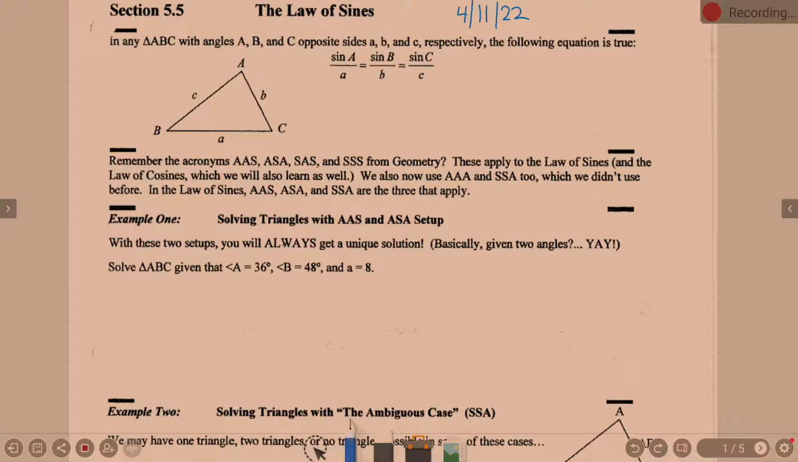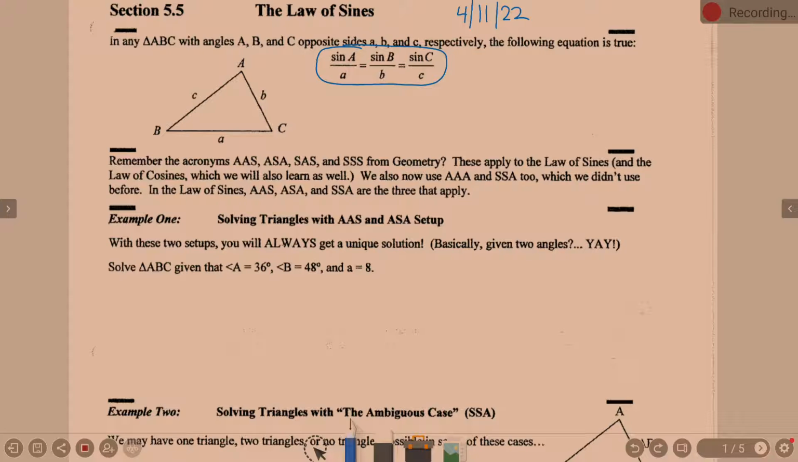Now, if we have this triangle with these angles and sides, the following equation is true. The sine of angle A over side a is equal to the sine of angle B over side b, which is equal to the sine of angle C over side c. So this right here is your law of sines.